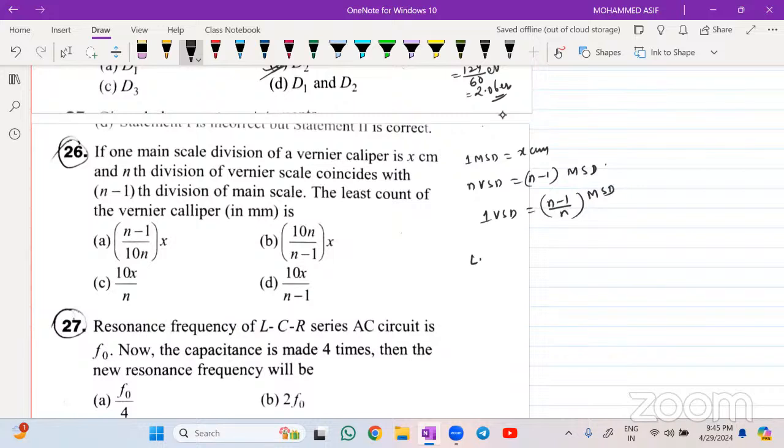Clear? What is the least count formula? Least count is equal to 1 MSD minus 1 VSD. So simple calculation. 1 MSD is how much for me, beta? It is 1 minus 1 VSD, which is n minus 1 divided by n into MSD, will be equal to common. So this value will become how much for me? 1 by n into x centimeter, because 1 MSD is equal to x centimeter. Clear? Am I clear, beta?